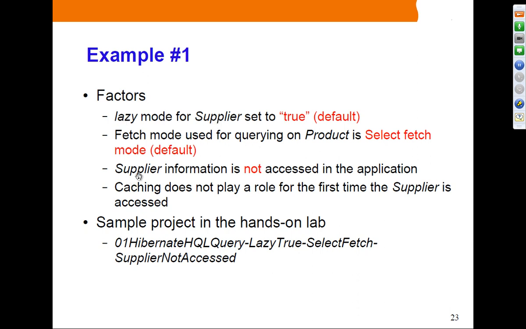Supplier information is not accessed in the application, and caching does not play a role in the first time the supplier is accessed. So we are actually starting from scratch every time. So caching does not play any role. Okay, so this is a sample application.